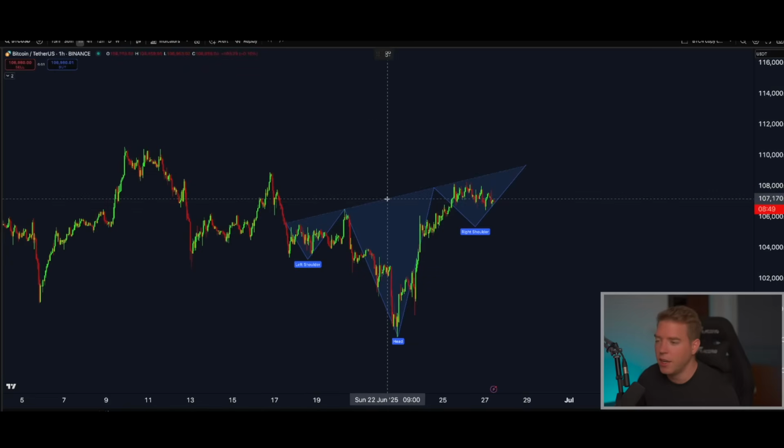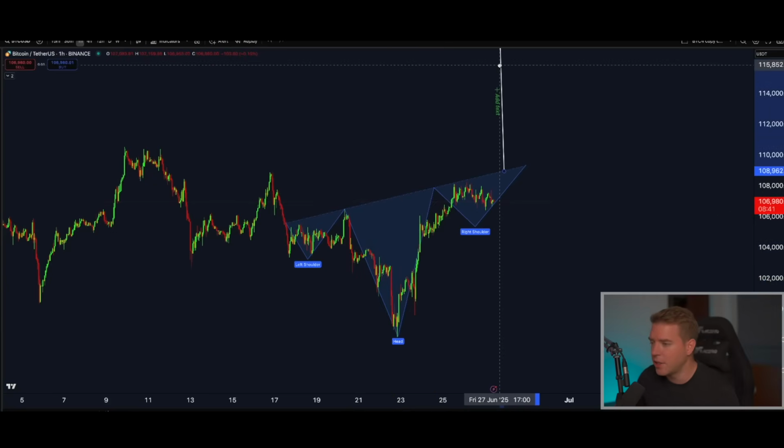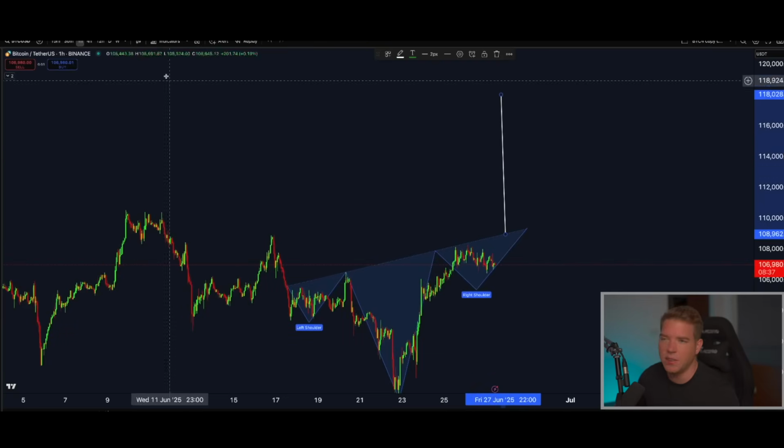If we would break here to the upside above the neckline that is currently sitting at $109,000, then the technical target would be all the way up here for this specific pattern at $118,000.